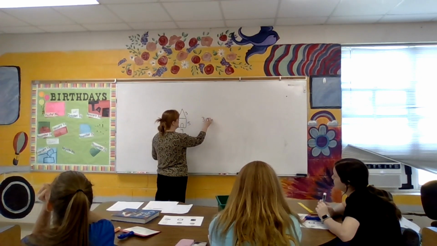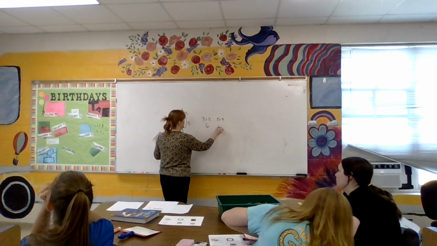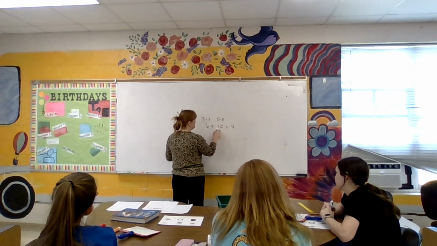So 3 plus 3 is 6. 5 plus 5 is 10. And we've got a 4. So now I can just add them all up. What's 16 plus 4?